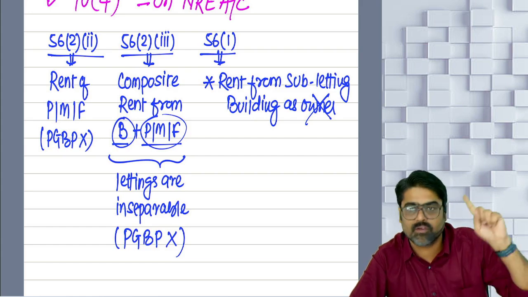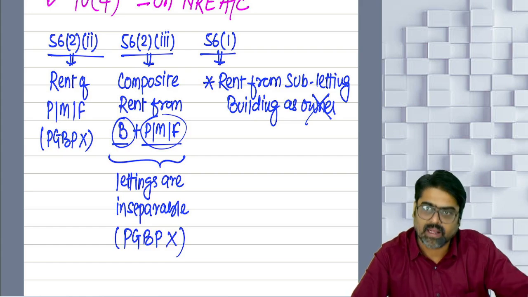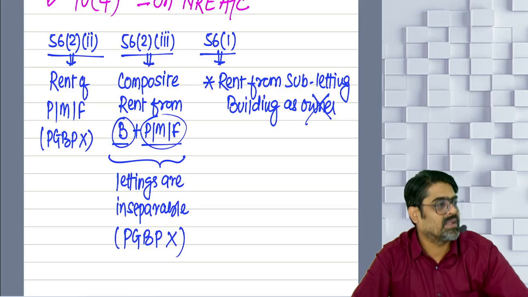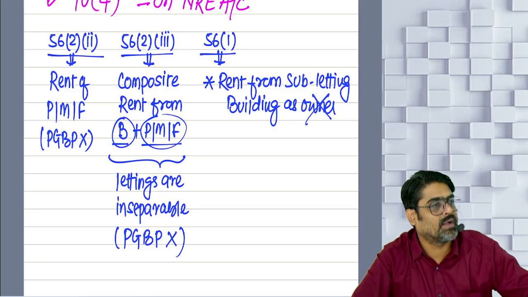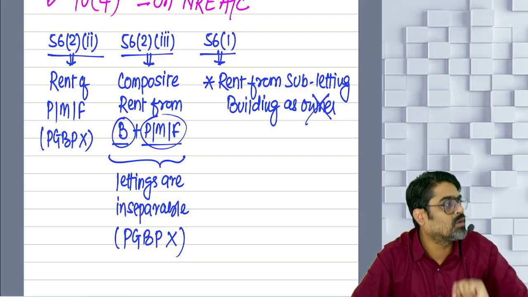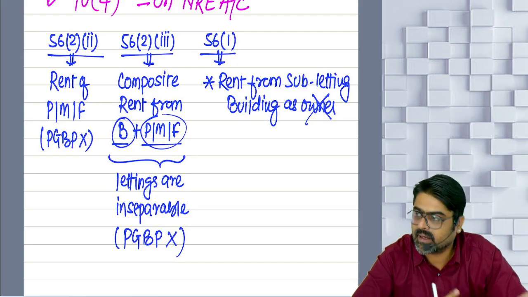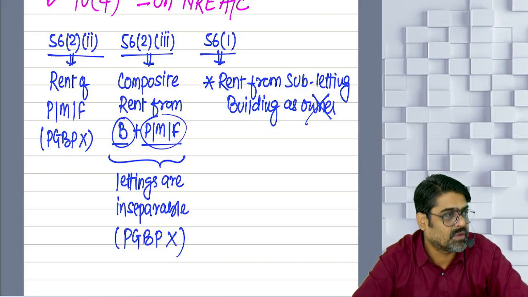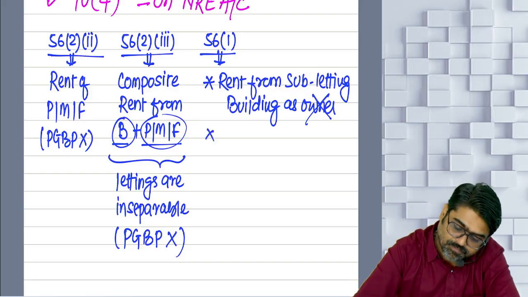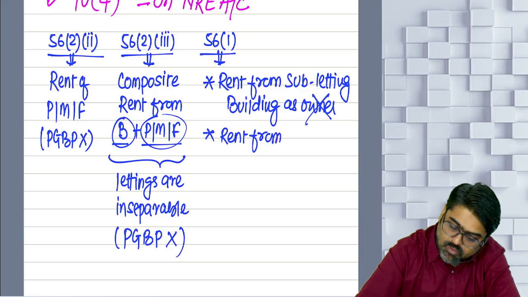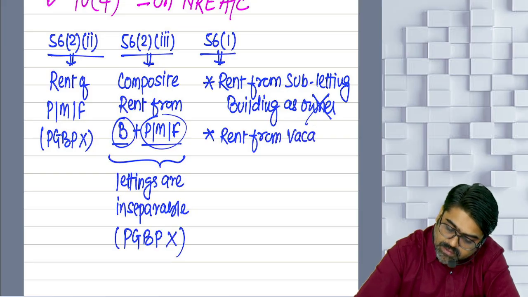That rental income is not exempt. That is a taxable income. But I cannot charge that income under any of the earlier four heads, especially not under the head house property, because I am not the owner of that building. So that rent will come to IFOS. Rent from subletting the building, yes or no? For example, I am earning the rent from a vacant or open plot of land.